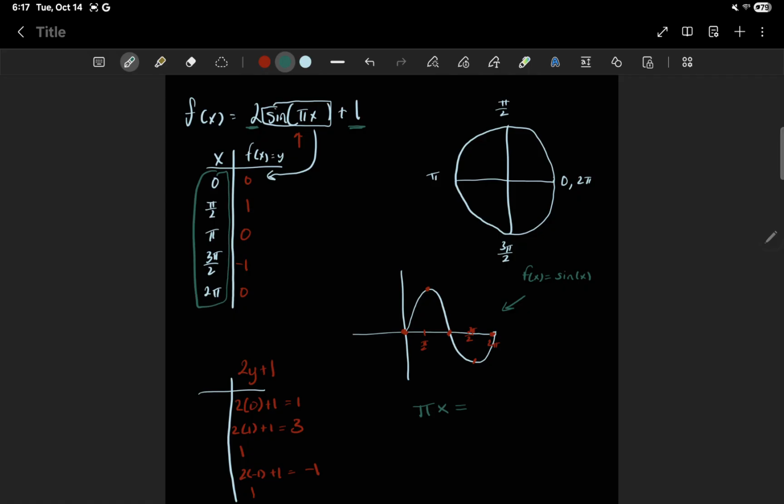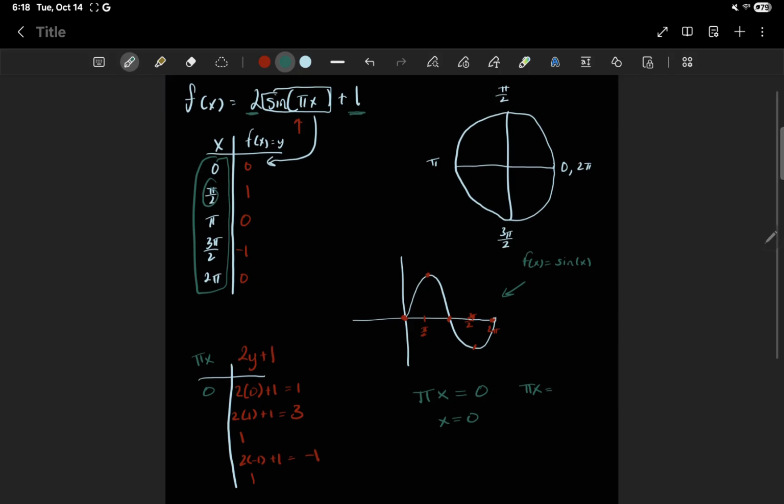So for the first one, you're going to set pi x equal to 0 and solve. Divide by pi, that tells you x is equal to 0. So then our first x value is going to be 0. Okay? Now let's do the second one. You just take pi x again. You set it equal to our new x value. This time we have pi over 2. So you're going to set it equal to pi over 2. And now we're going to solve for x.